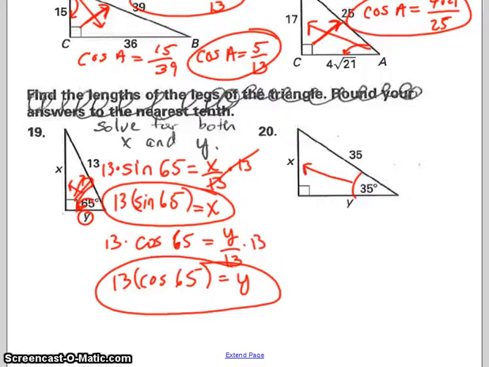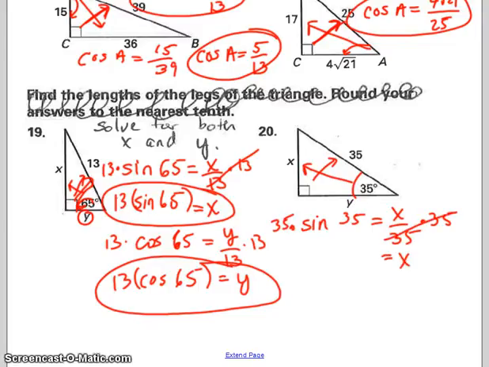X is over here. That's the opposite side, and we have the hypotenuse. So opposite over hypotenuse, we would use the sine ratio. Sine 35 equals x over 35. Okay, we want to solve for x. So multiply both sides by 35, and we get x equals 35 times sine 35.